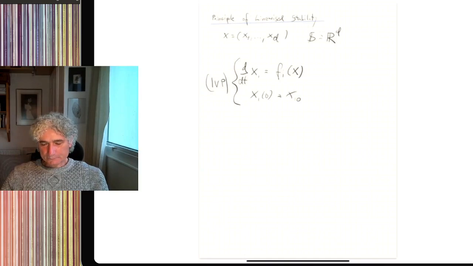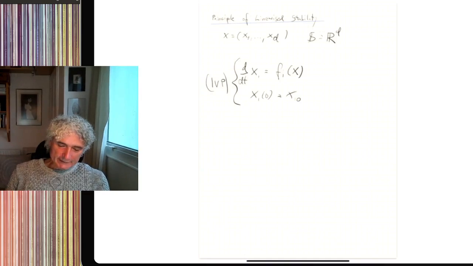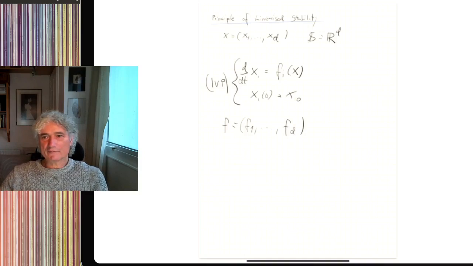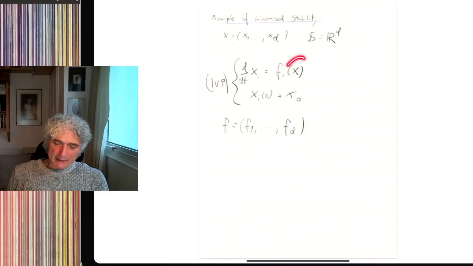The vector field that defines this ODE, F, of course has to have d many functions, f1 up to fd. And the coupling, in this case, is through the right-hand side. So here we have x and not xi. The whole state x can be the one on which each fi is dependent.